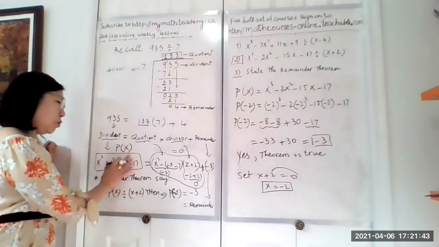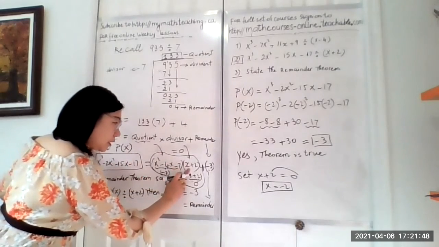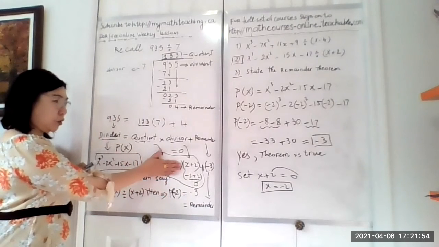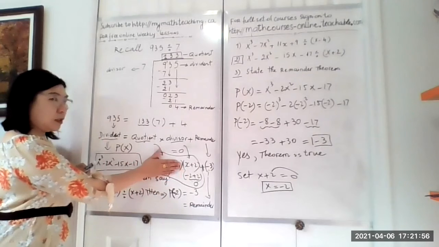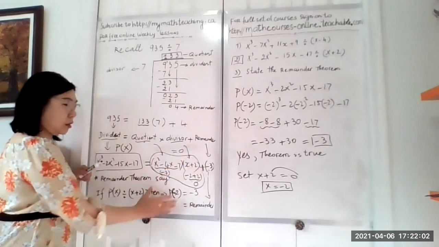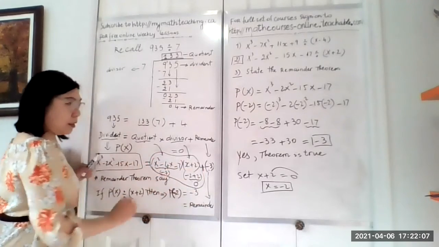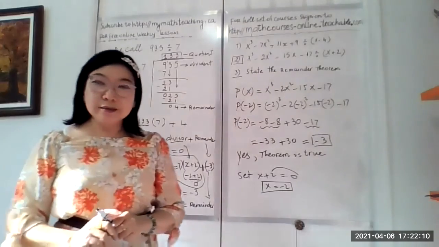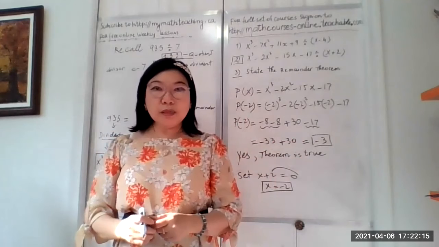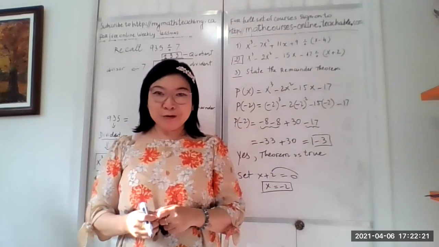So given a polynomial function and a divisor, which is this, let's say we don't have to figure out the answer, the quotient. Let's say we don't go through the long division, right? What we end up with is the remainder. So it means if we substitute this number in here, we get the remainder without doing the calculation, without doing the long division. So that is what the remainder theorem is about.